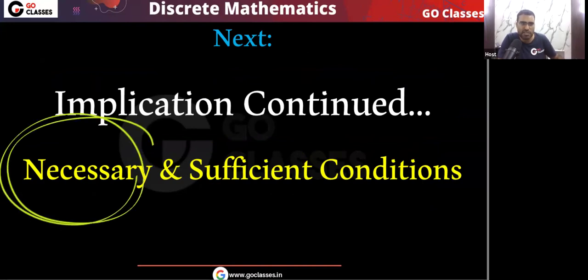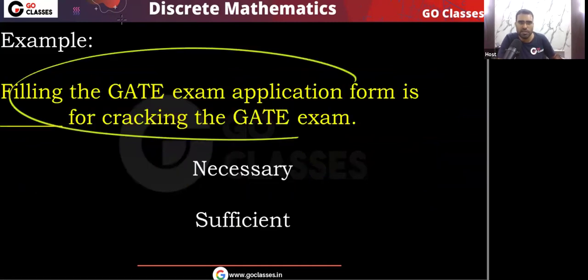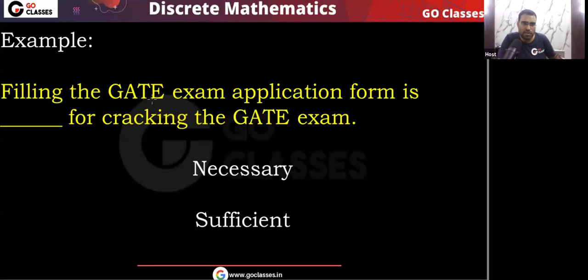Let's understand what necessary means and what sufficient means. These two words, what do they mean? Consider this example: filling the GATE exam application form, for cracking the GATE exam. Tell me, is it necessary or is it sufficient? Remember, sufficient means enough. And necessary means mandatory, right?